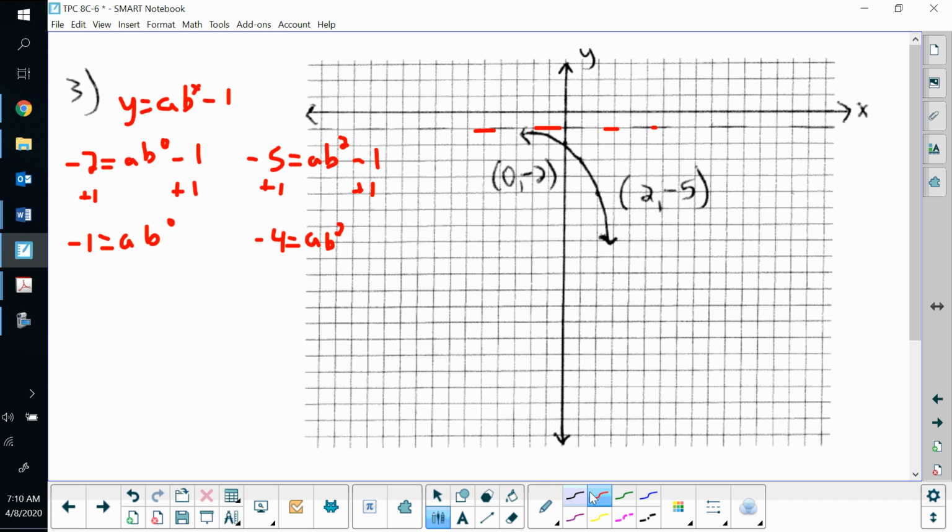Now we're just to where we were last task. The squared is the bigger exponent, so we'll put that stuff on top. -4 over -1 equals ab to the second over ab to the 0. The left divides to give us 4. On the right, the a's wipe out. 2 minus 0 is just 2, so we get b squared.